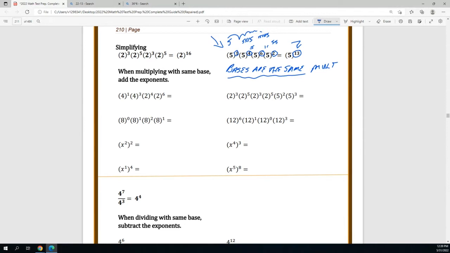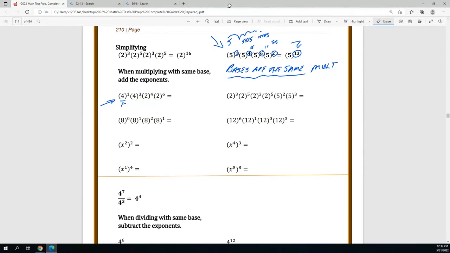So let's give it a shot. Notice that in this example here, only these two bases are the same. They are not the same as these bases. So these bases on the left, you cannot combine with these bases on the right. But can I combine these two? Yes. Can I combine these two? Yes.